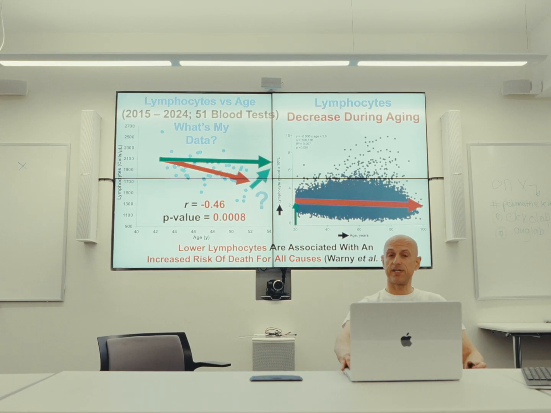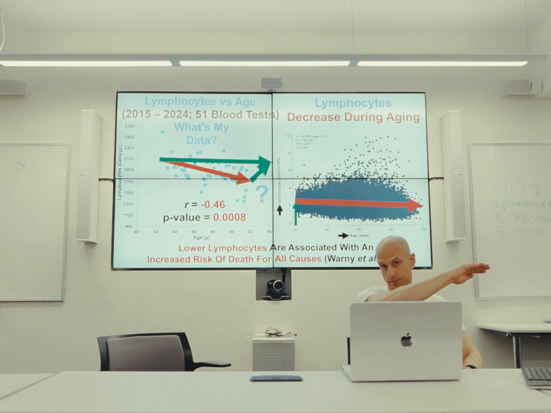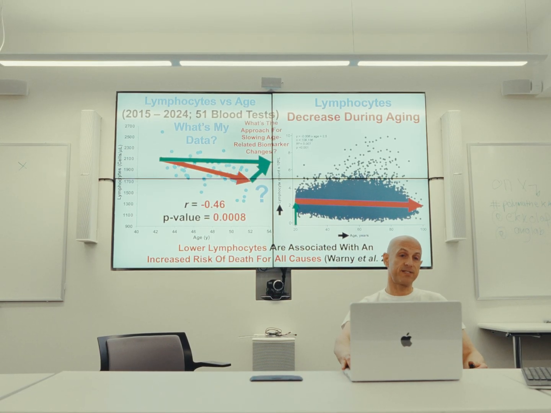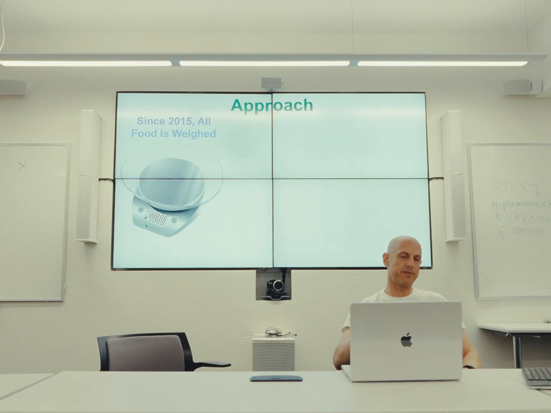So then the big question is, can I get it to that flatline level? And then the big question is, what's the approach? How can I get it back there? How can I reverse or try to reverse this age-related change? So in terms of the approach, I've weighed all my food, and it just doesn't apply to food. This applies to fitness metrics, sleep, days I've worked out. I mean, I'm tracking basically everything, but I'm only going to focus on food for now.